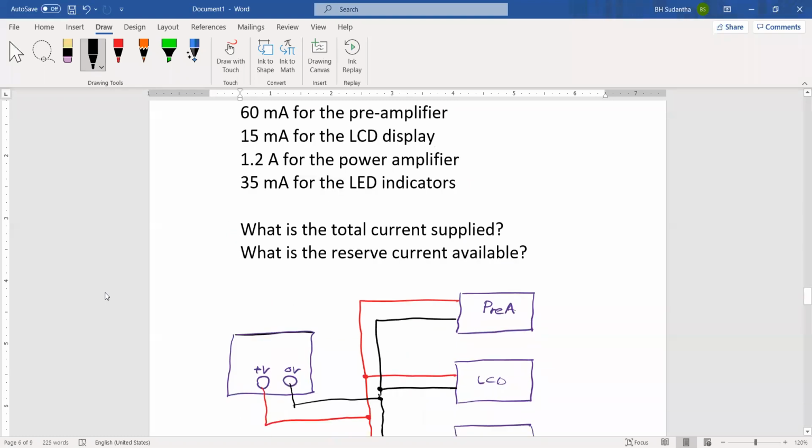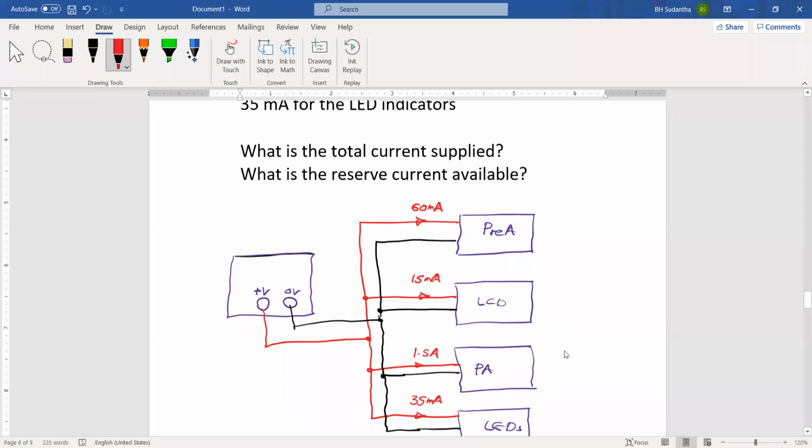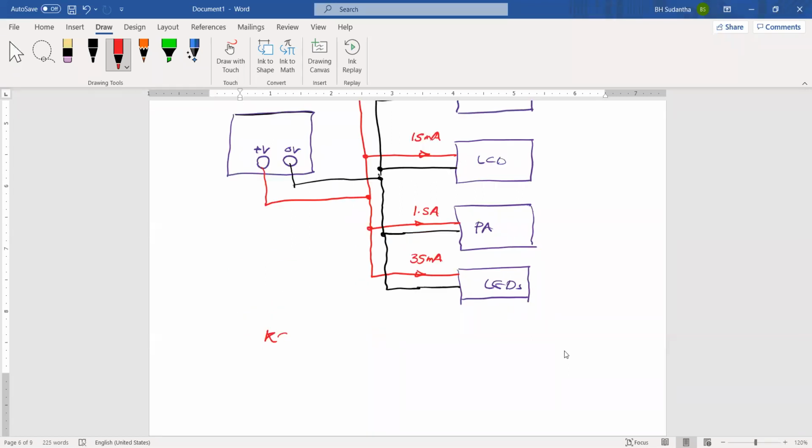Then for the preamplifier, 60 milliampere current is going on, and 15 milliamperes for the LCD display, 1.5 amperes for the power amplifier and 35 milliamperes for the indicators. Okay. Actually, what is the theorem we are going to use? We are going to use Kirchhoff current law.